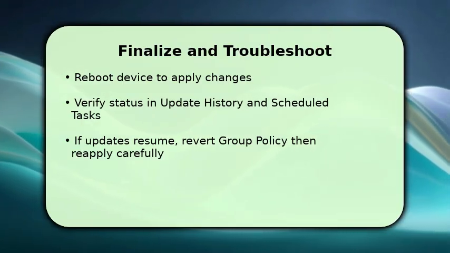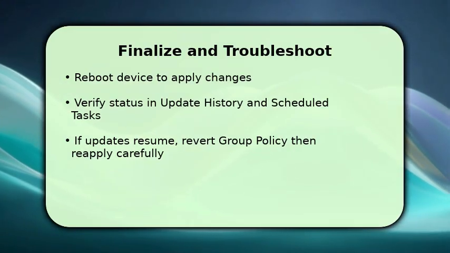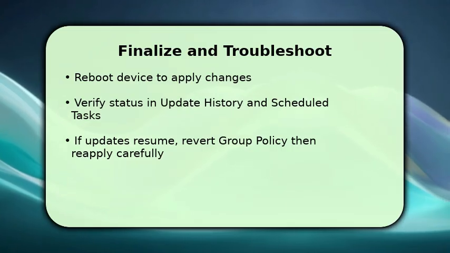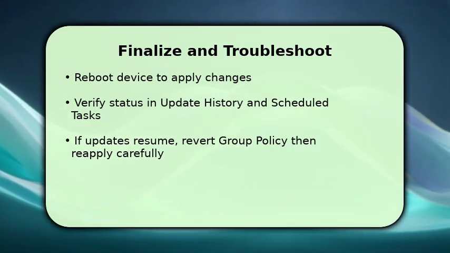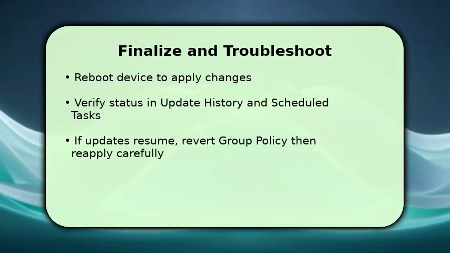Disable the UI toggle, then remove or reconfigure any group policy or registry edits. Make sure you exported backups before modifying. If problems persist, undo recent changes and test one method at a time to isolate the cause.